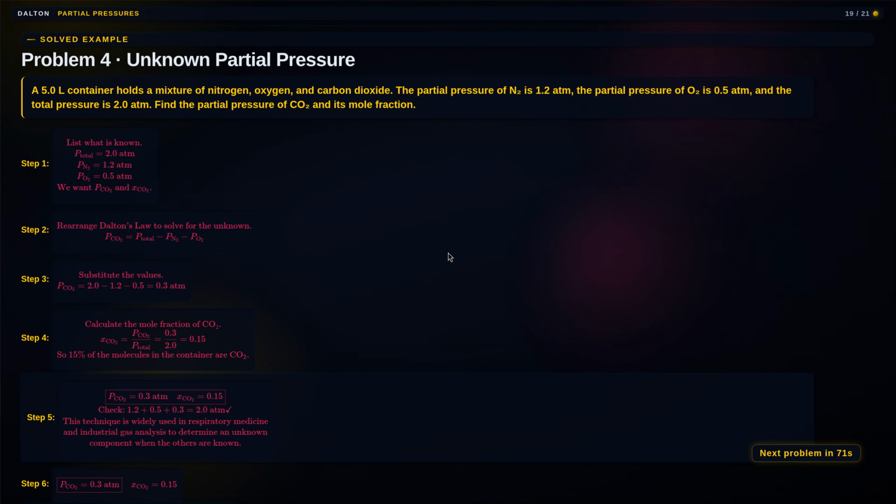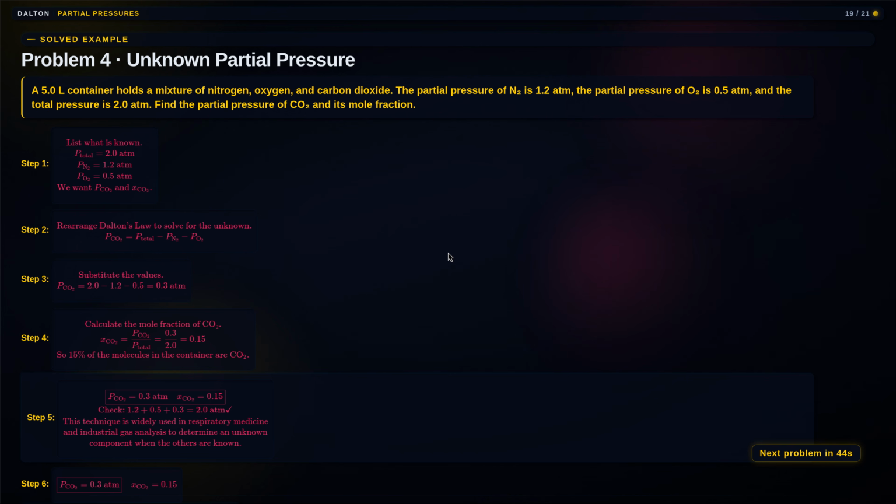Step 3. Substitute the values. P carbon dioxide equals 2.0 minus 1.2 minus 0.5, which equals 0.3 atmospheres. Step 4. Calculate the mole fraction of carbon dioxide. The mole fraction is 0.3 divided by 2.0, which equals 0.15. So 15% of the molecules in the container are carbon dioxide.